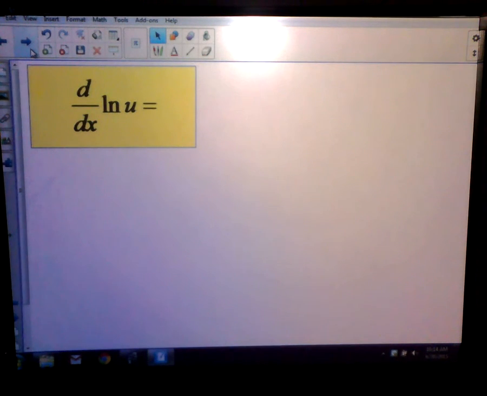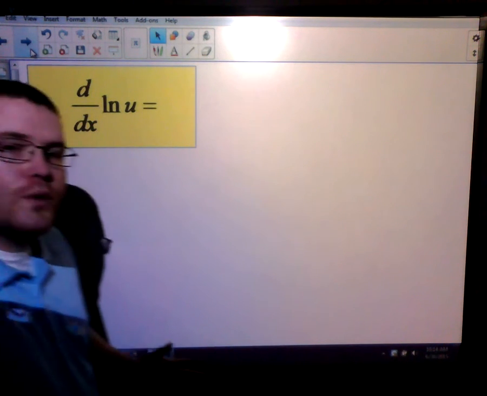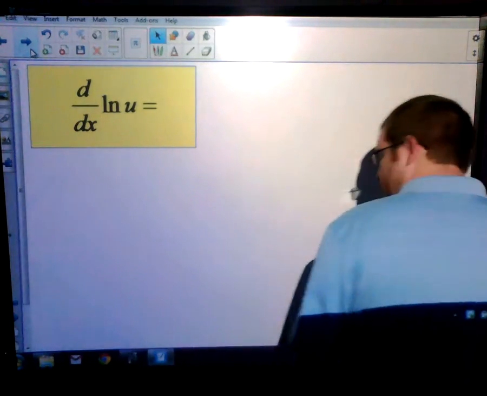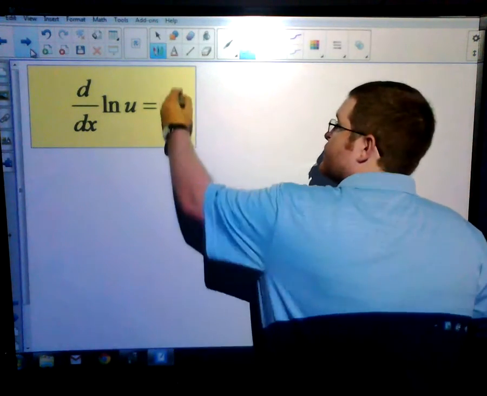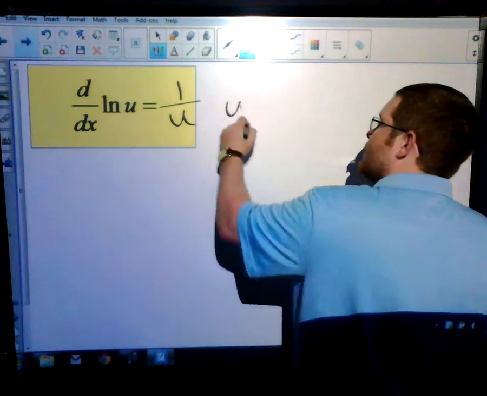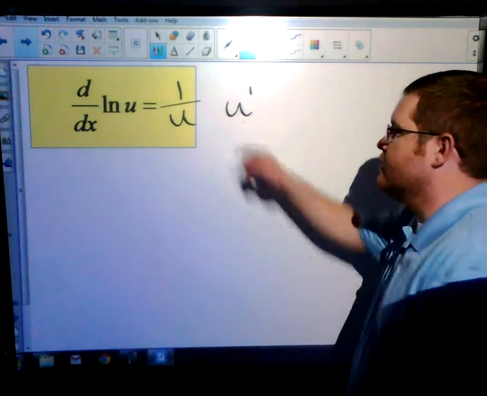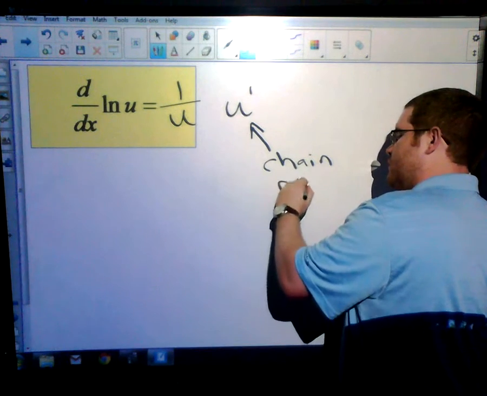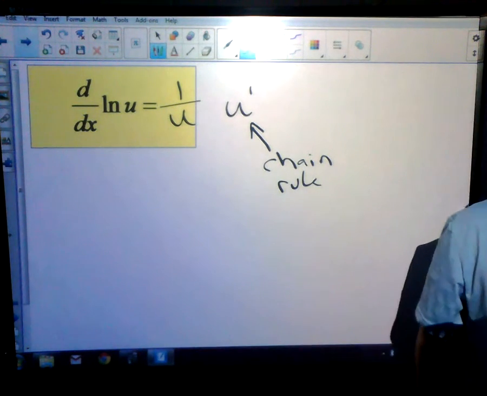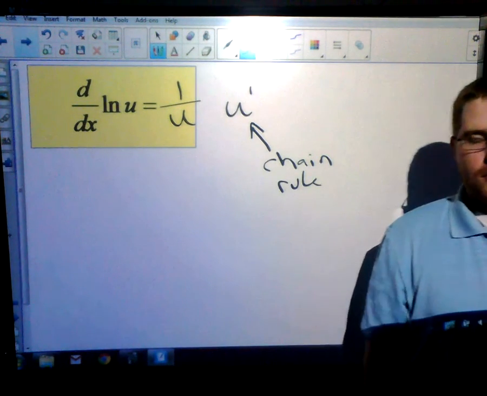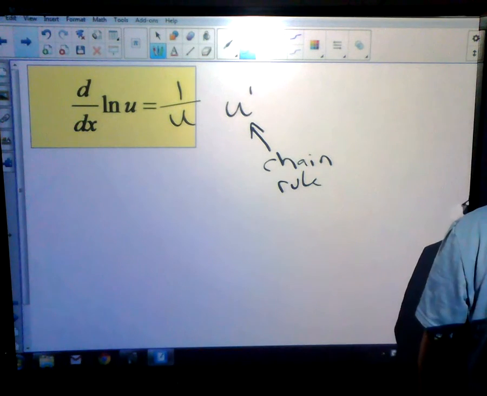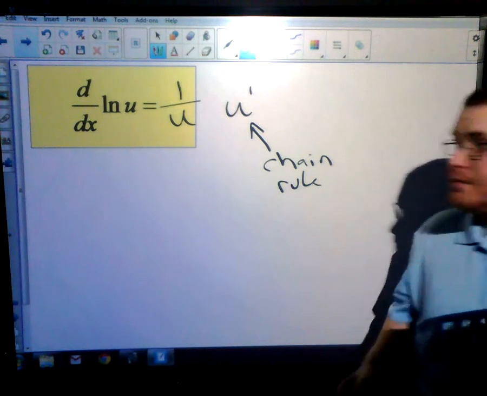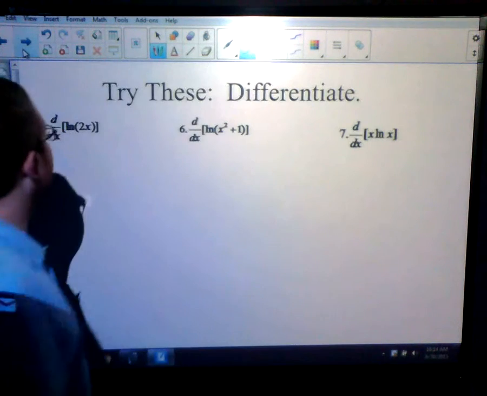Now let's talk about logs. The last derivative rule you have to learn is natural log. Thankfully, it's really easy. It's 1 over the inside times the derivative of the inside. And this is just here because of chain rule. The derivative of natural log is 1 over whatever. The last one you have to memorize, but you do need to know it. Let's try some problems.